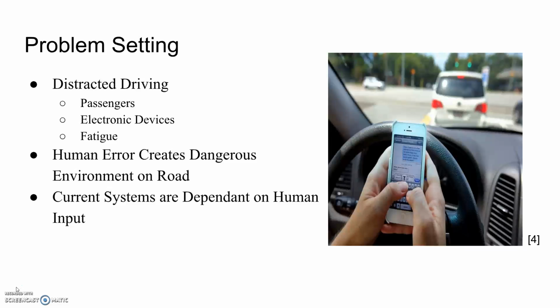There are systems in current vehicles which are designed to prevent collision, such as steering and brakes, but due to the reliance on the input from the driver, they can be ineffective.